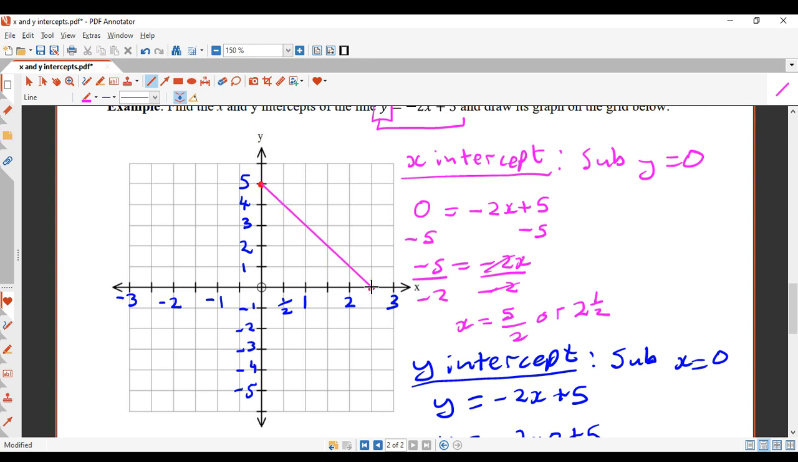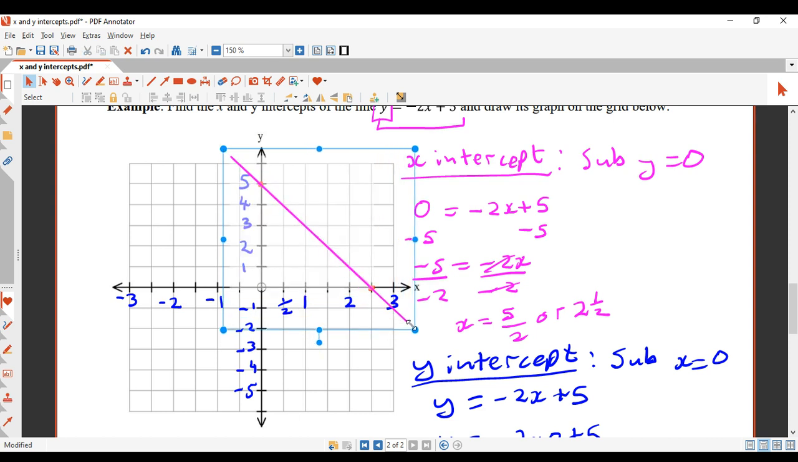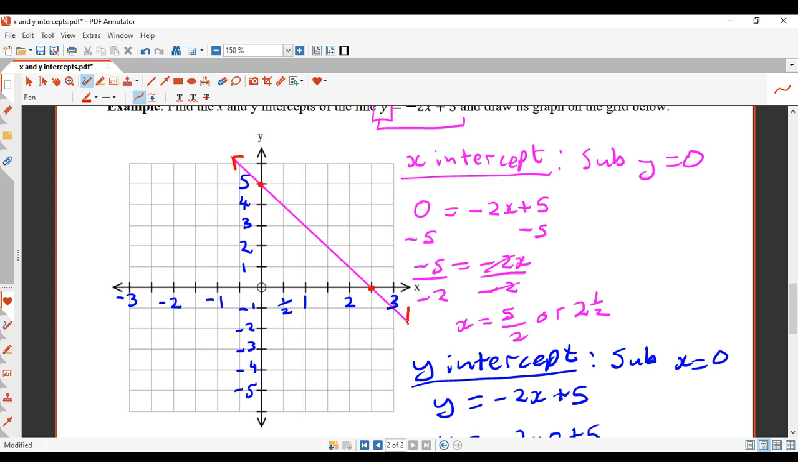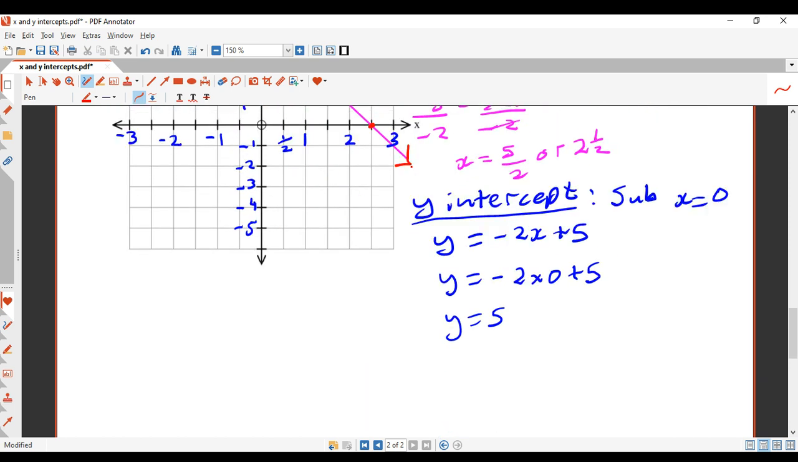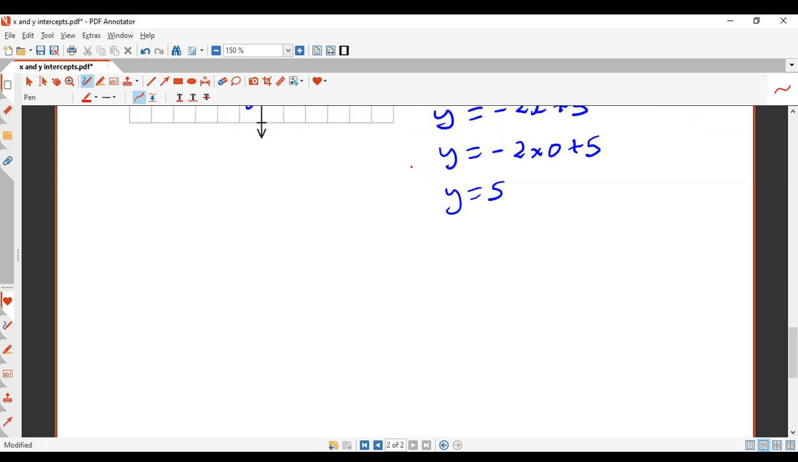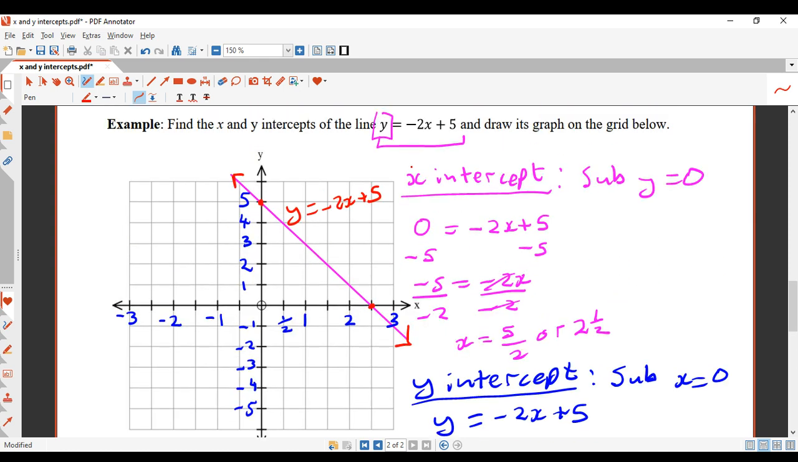Okay, so what you're going to do is you're going to obviously draw a line through those 2 points. Okay, so through those 2 points, don't just join the dots. There we go. And there we go, there's your arrows, and don't forget to label the equation of the line, which is y equals minus 2x plus 5. Okay, right, that is it. That's the method. So we'll leave it there for today.